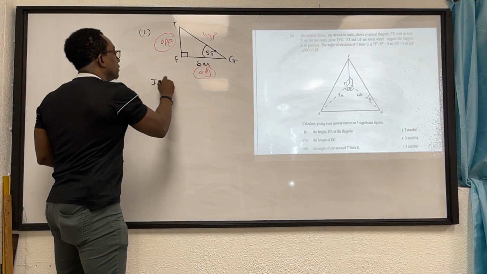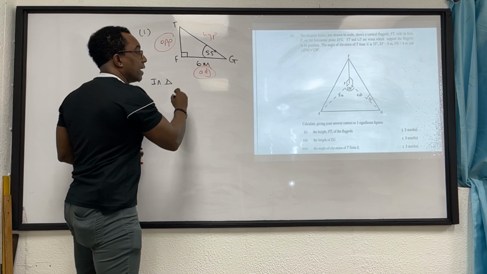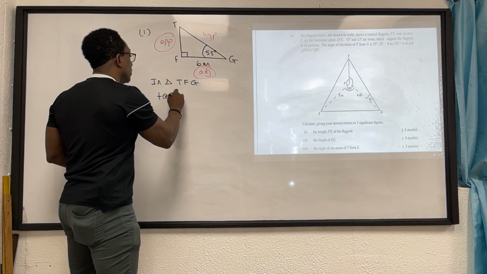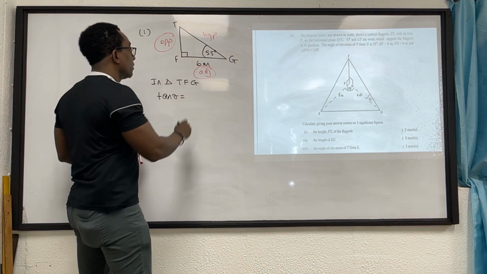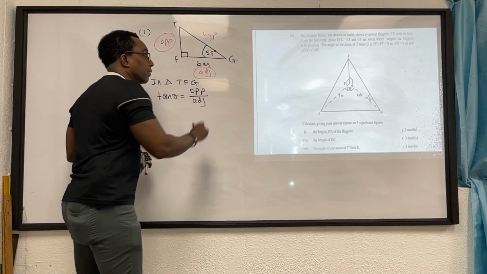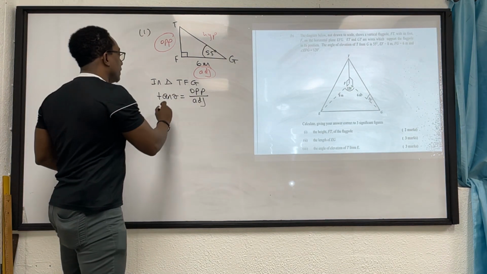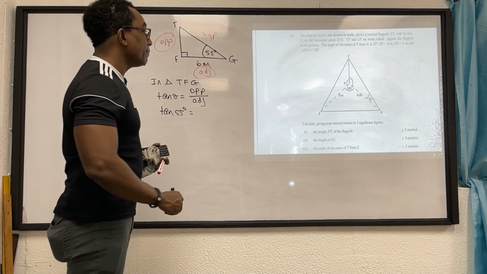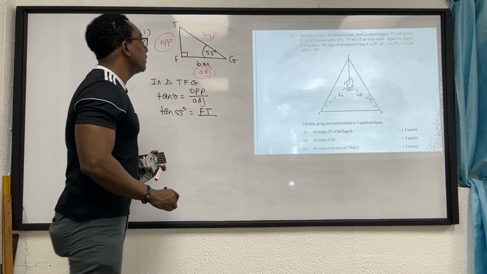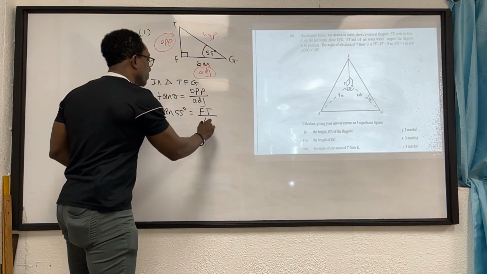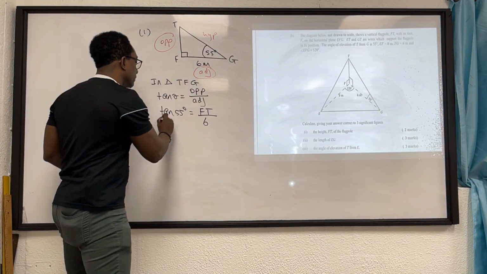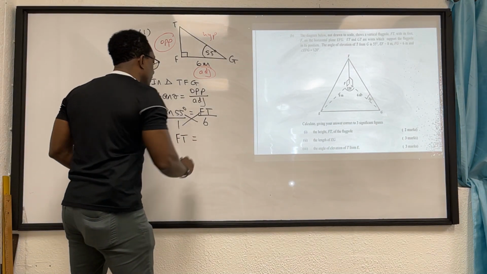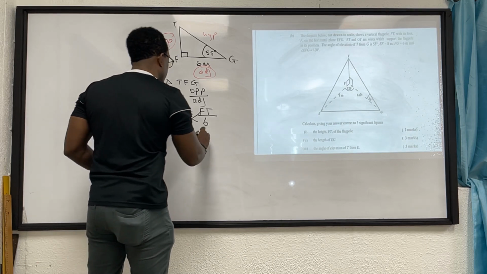So in a triangle, and let me name the triangle TFG, we're using trigonometry. Tan, or trig ratios, tan theta is equal to side opposite over side adjacent. This becomes tan 55 degrees is equal to my side opposite, which is FT, which is what we want to find, over the side adjacent, which is 6. I put tan 55 over 1, and I cross multiply. 1 by FT gives me FT, and this is equal to 6 multiplied by tan 55.